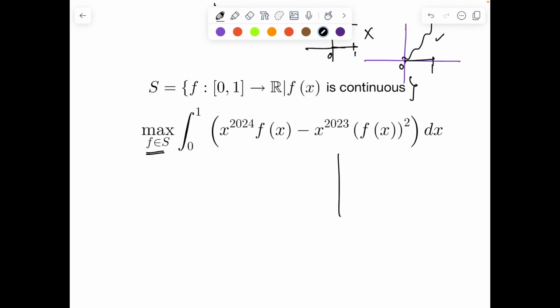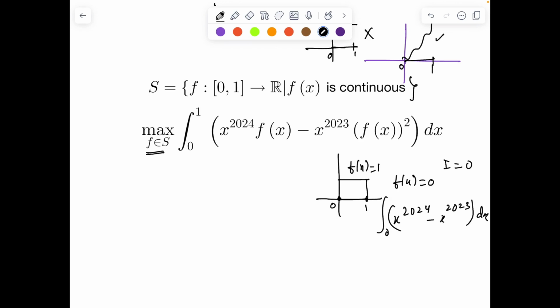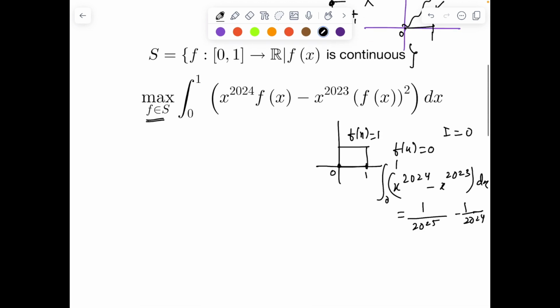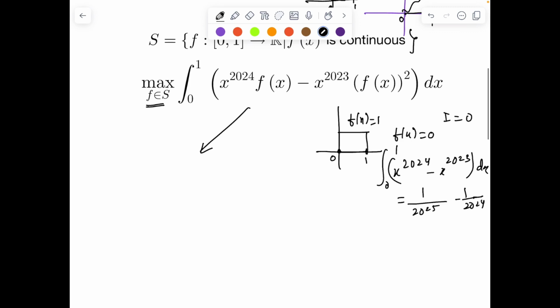Now the first thing is the function f(x) is not known because there can be infinitely many functions. So let's say if I take the function from 0 to 1 as just 0, for f(x) equal to 0, this integration will give 0 as the answer. If I consider f(x) to be 1 from 0 to 1 this window, then the integral will be the integral of x^2024 minus x^2023 dx from 0 to 1, and that will give me the answer as 1/2025 minus 1/2024. So among all such functions, we need to maximize this.